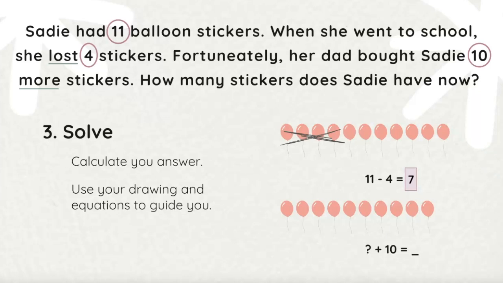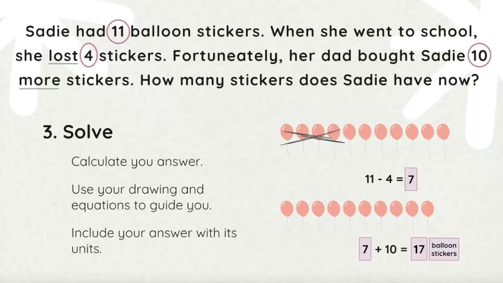Now, for our second equation, we need to replace the question mark with the 7. Now we can solve it. 7 plus 10 equals 17. So our answer is 17. But we cannot forget to include our units. Since Sadie was talking about her balloon stickers, we know that she has 17 balloon stickers.